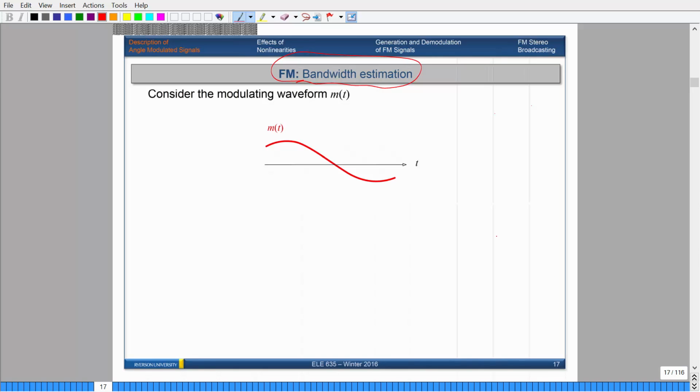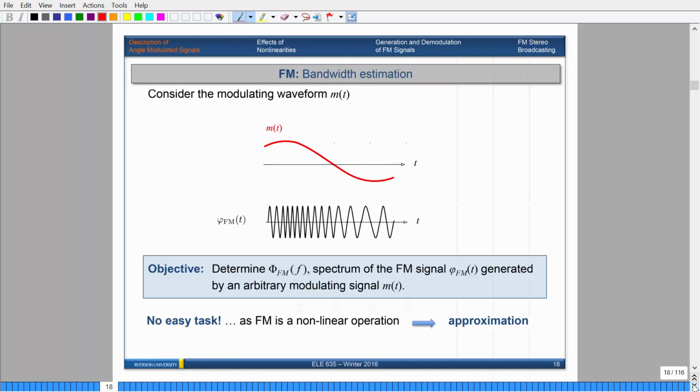Not very soon, we're going to do it right now. Okay, so let's think of this as your message signal over time. So there are positive points and negative points. Let's say that this is a snapshot of the message signal that we want to transmit over the channel using frequency modulation.